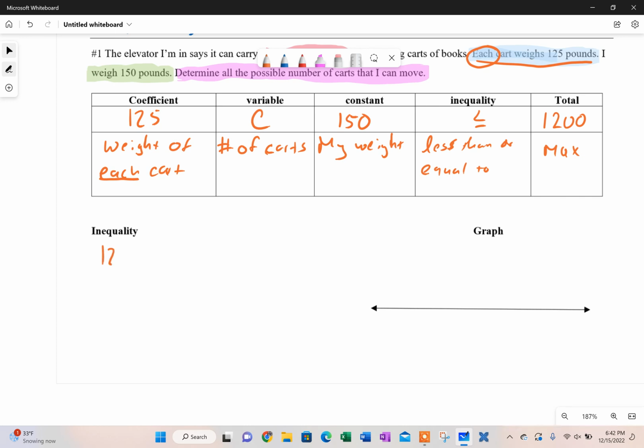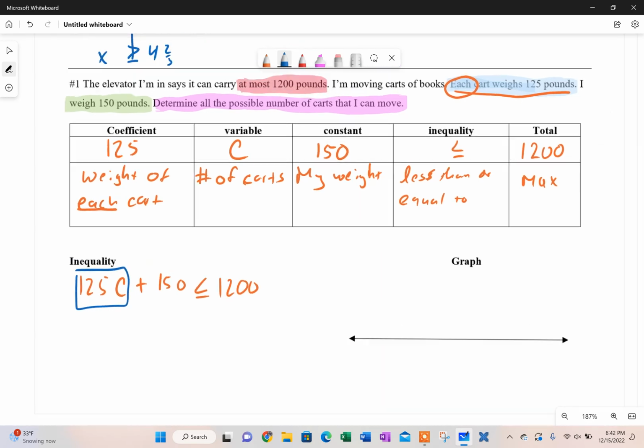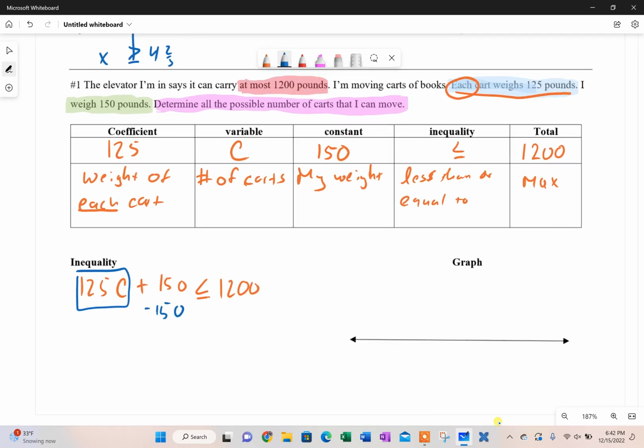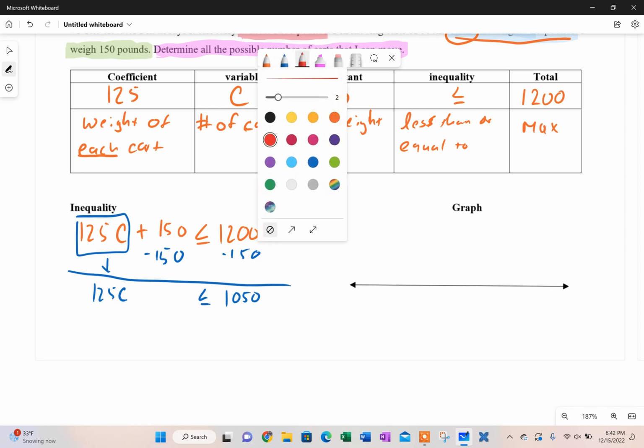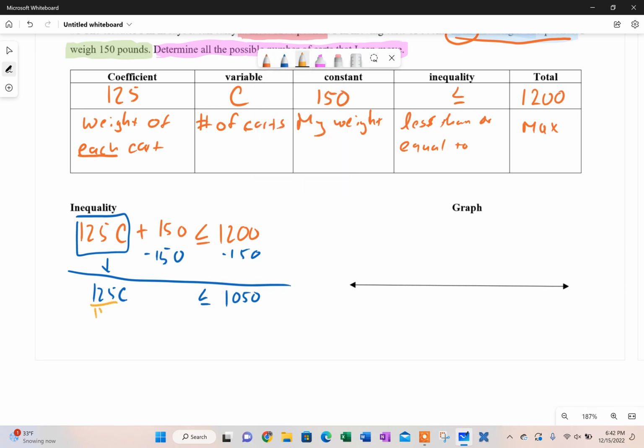So now I have my inequality. 125C plus 150 has to be less than or equal to 1,200. Now, as always, I'm going to box my variable. I'm going to add the opposites. And I get 125C is going to be less than or equal to 1,050. And now I have to divide by the coefficient, which is 125. So the number of carts is going to be less than something like 7.4, I believe.